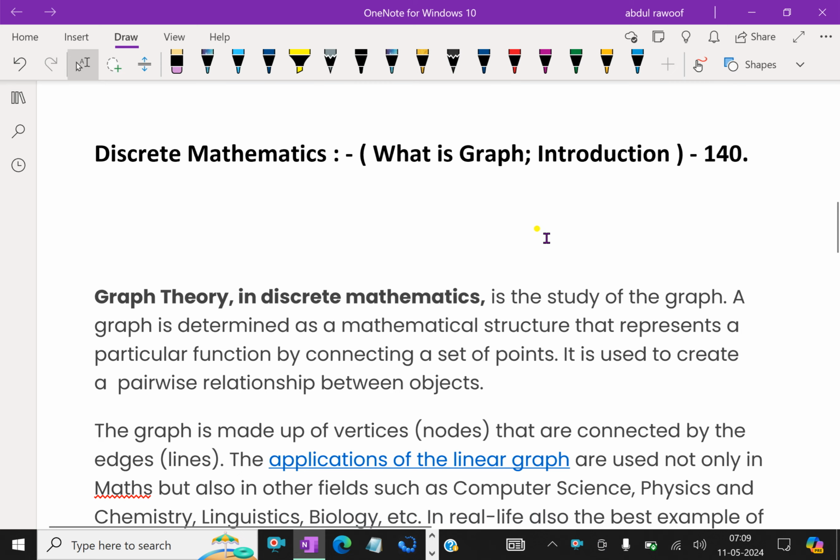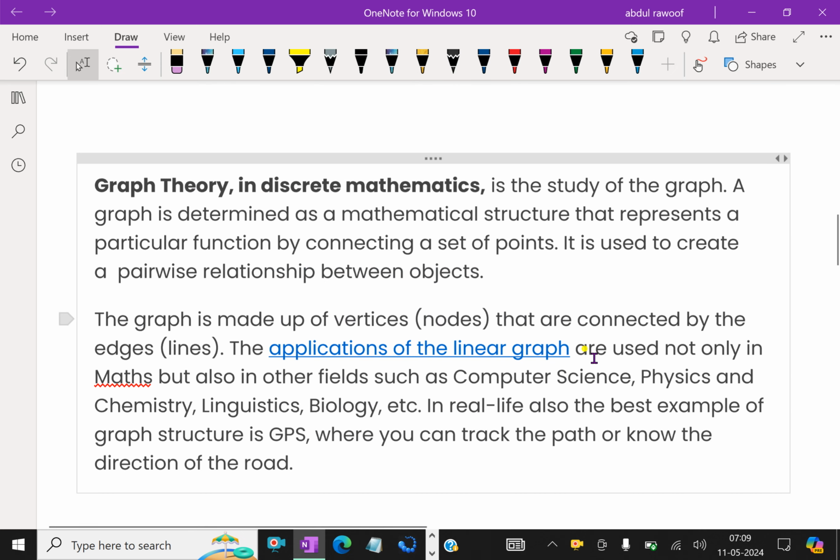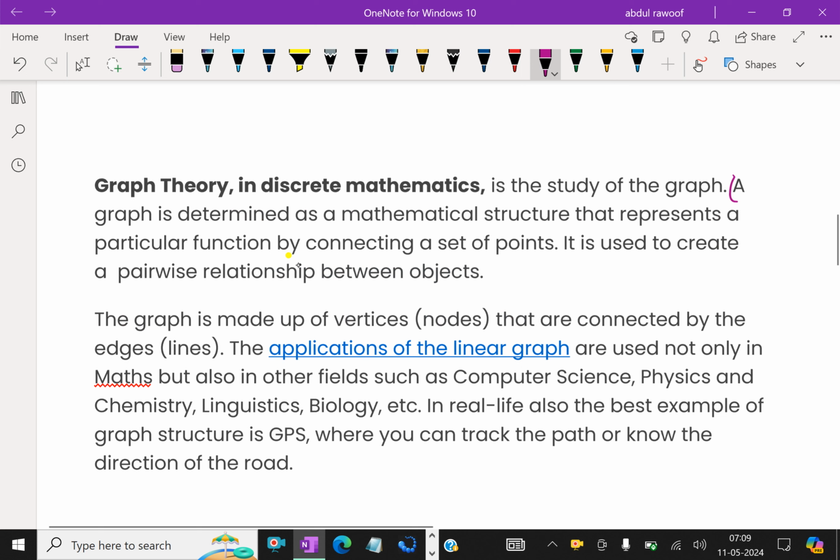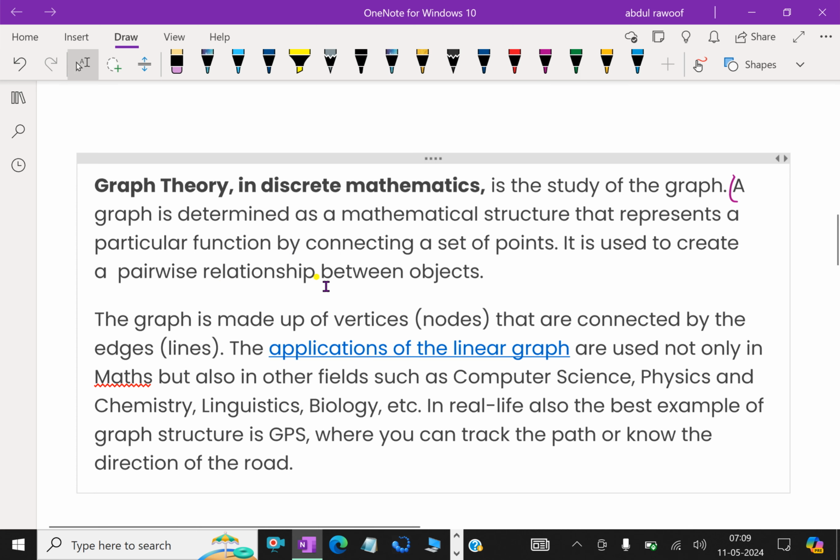Some introduction also we will do. Graph theory is a part of discrete mathematics, the study of graphs. A graph is defined as a mathematical structure that represents a particular function by connecting a set of points. It is used to create a pairwise relationship between objects.